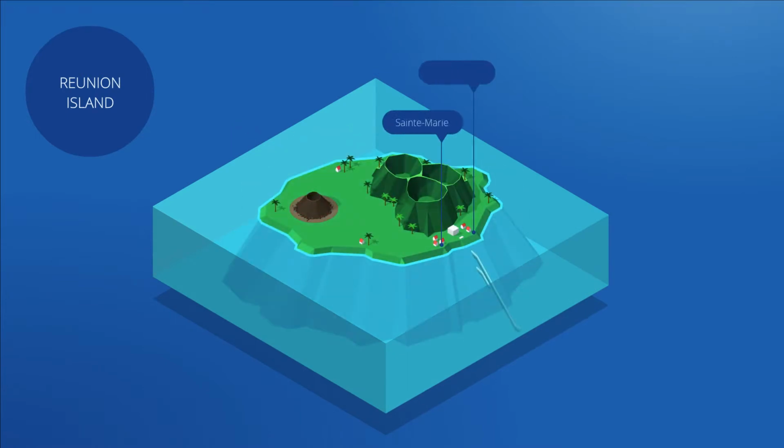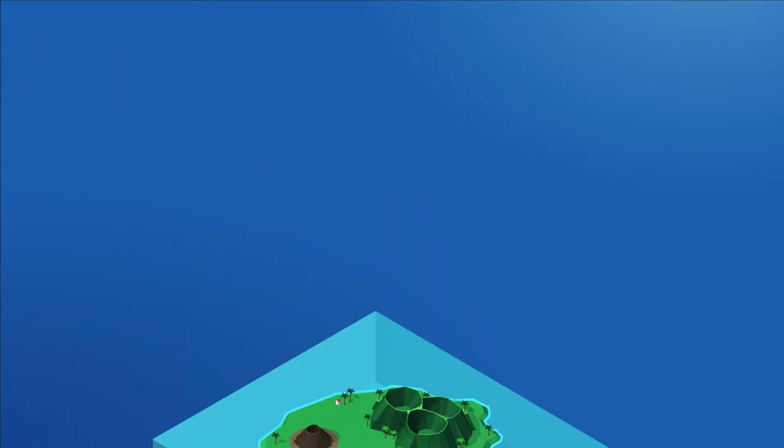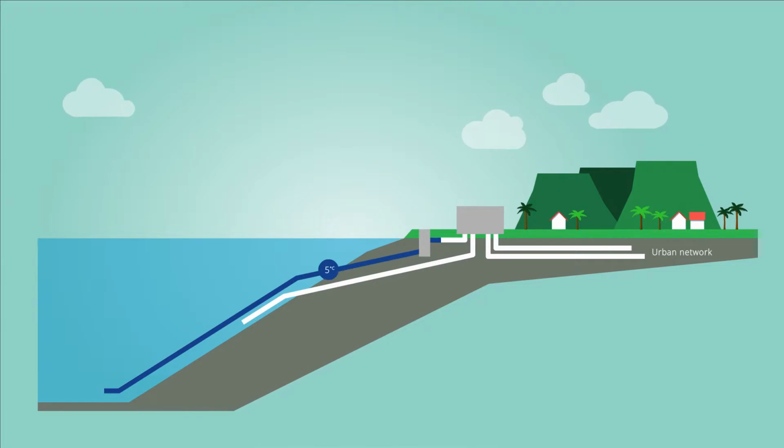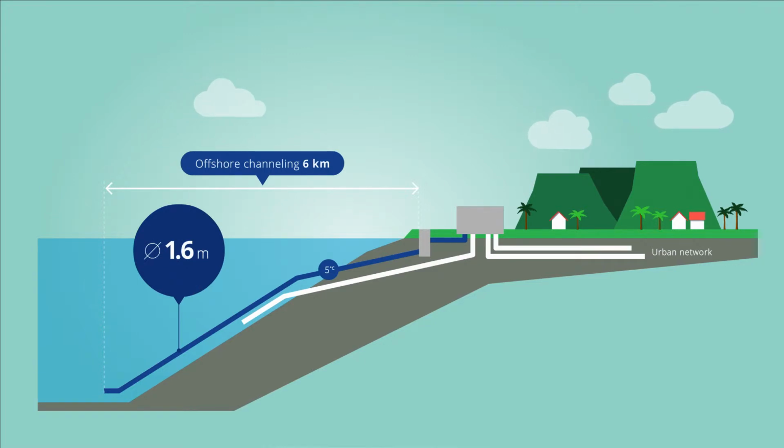The principle is simple. 5 degrees Celsius seawater is pumped from a depth of 1,100 meters off the coast. It is then channeled through a high-density polyethylene offshore pipe, 6 kilometers long and 1.6 meters in diameter, built to resist the sea swell.